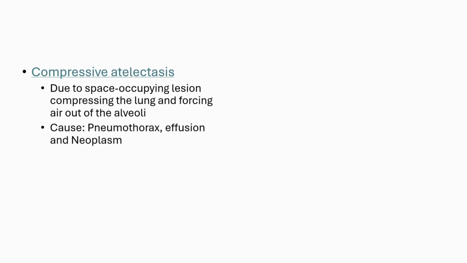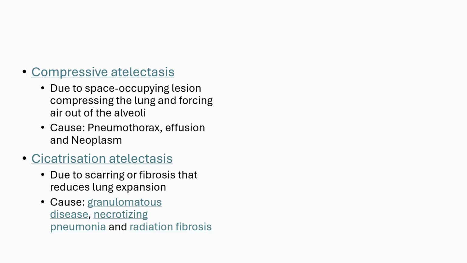Next is compressive atelectasis or collapse. In this, a space occupying lesion compresses the lung, forcing air out of the alveoli, and the lung fails to expand. Causes are pneumothorax, effusion and neoplasm. Now the cicatrization atelectasis or collapse. This is due to scarring or fibrosis of the lung parenchyma itself, and it is due to granulomatous disease. The most common type in our context is tuberculosis, also necrotizing pneumonia and radiation fibrosis. Any cause that causes lung fibrosis leads to cicatrization atelectasis.